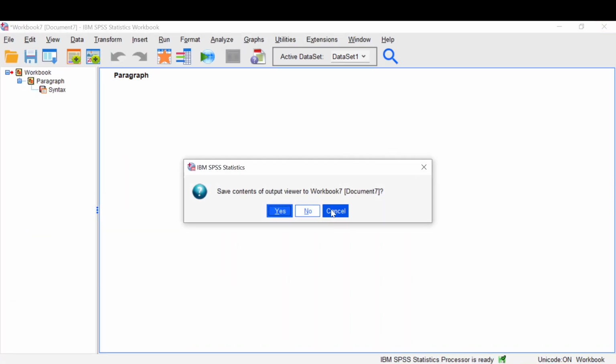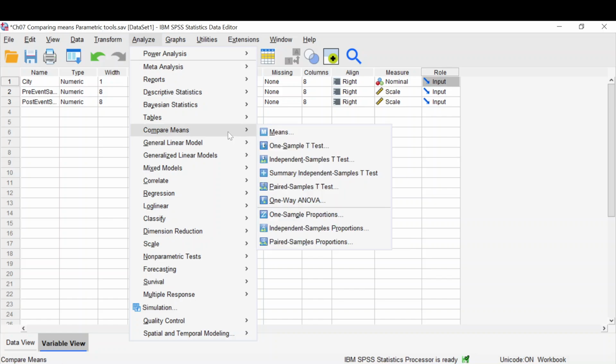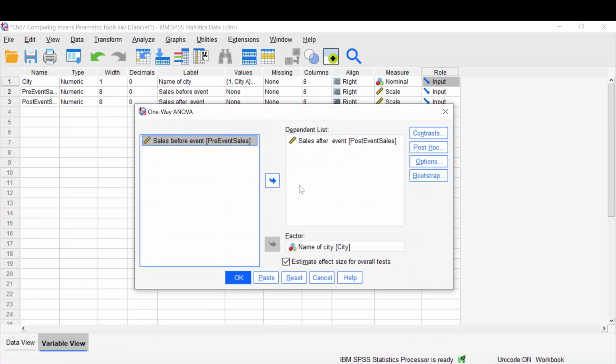So now we are ready to run our ANOVA analysis. So click on Analyze, compare means, because that's what we're doing in this video today. We're comparing means in different ways, and this time we're going to choose one-way ANOVA. So here is our one-way ANOVA box. We have our three variables: name of city, sales before the event, and sales after the event.